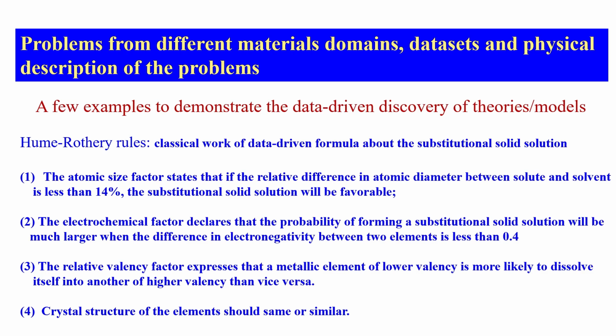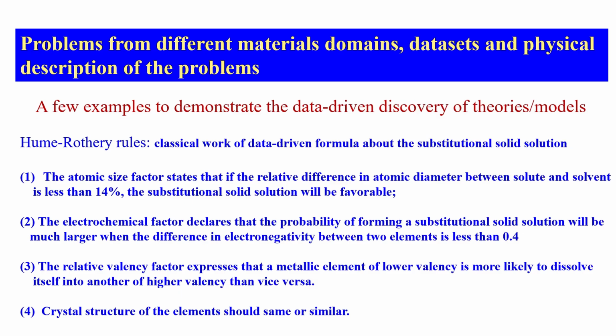But there are certain rules which dictate when solid solutions will form. The first rule is the atomic size factor, because since you are replacing one atom with another atom, the size factors become very important. It has been said that the relative difference in the atomic diameter between the solute and the solvent must be less than 14%, then only substitutional solutions are possible.